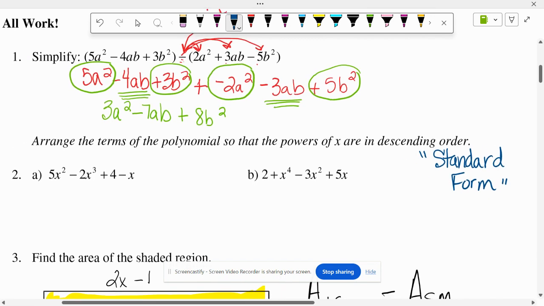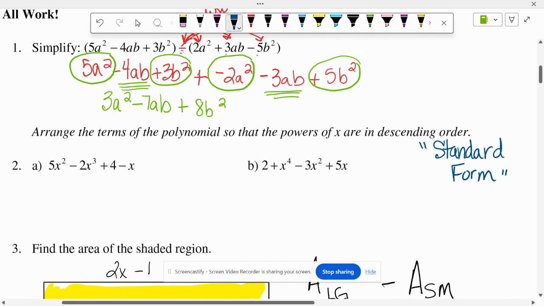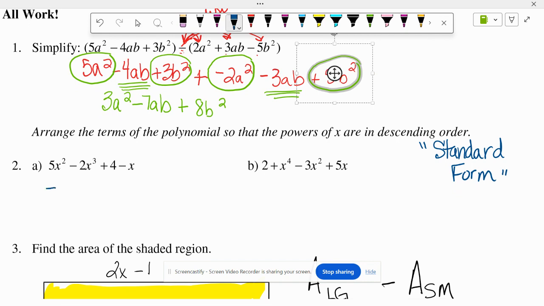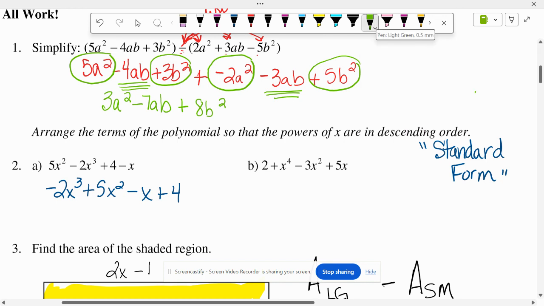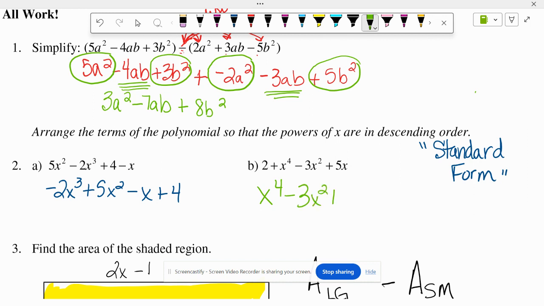So, ma'am, what do you have? Go ahead, Gianna. Negative 2x cubed plus 5x squared minus x plus 4. Perfect. Absolutely perfect. Who can do the second one for me? Someone other than Violet or Gianna. Go ahead, Tiana. Jaden, I'll give you the next one. Perfect.